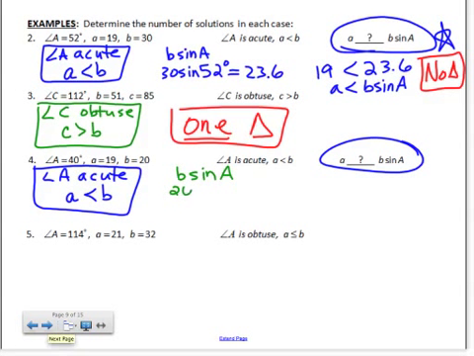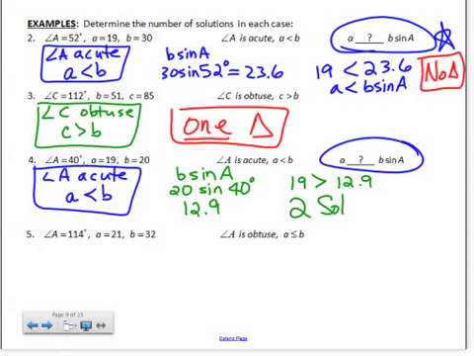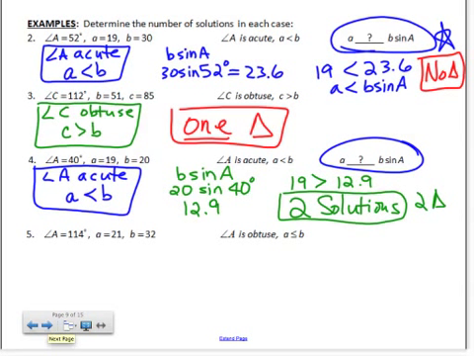So, we've got B sine A is 20 times the sine of 40 degrees, which is 12.9. And A is 19, so 19 is bigger than 12.9, so that means we have two solutions. What does two solutions mean? Well, it's ambiguous. Two triangles. This is the ambiguous case. Okay.